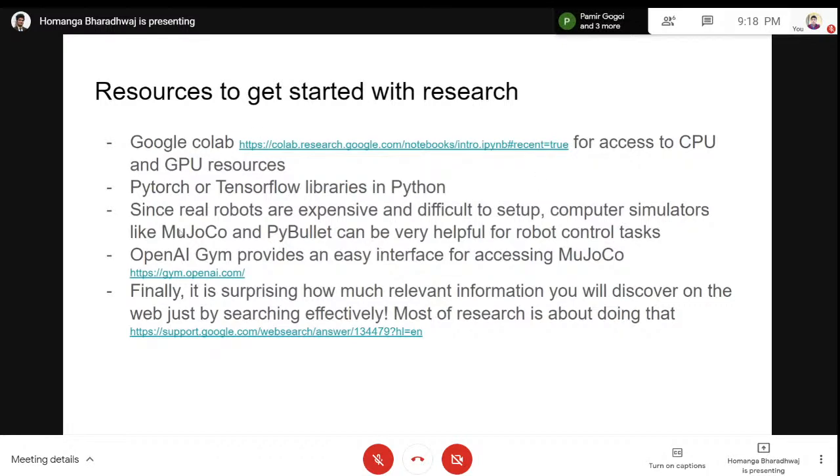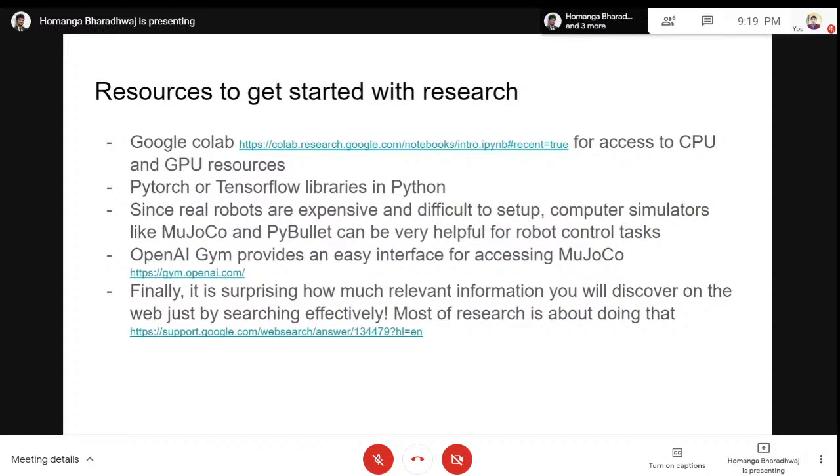Like Mujoco needs some sort of a license, but you can get it for free if you're using it for personal use. But PyBullet is a computer simulator that simulates robots, that is completely open source. And these are very useful for all sorts of robot control tasks. And OpenAI Gym is a framework that builds on the Mujoco simulator, and it provides a very easy interface for accessing Mujoco. This is very helpful for testing and playing around with reinforcement learning algorithms.